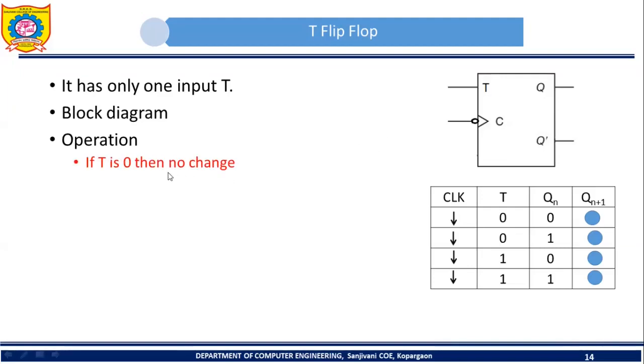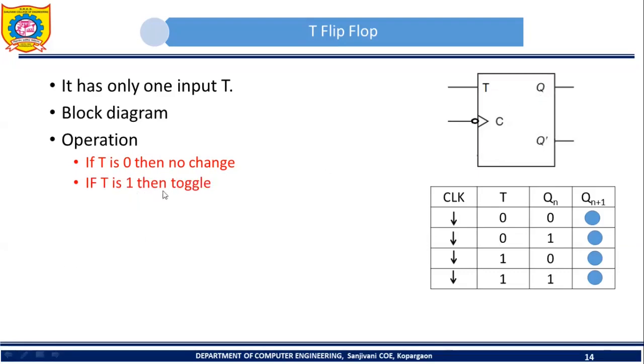So if T is 0 then there is no change. In a T flip-flop, if this T is 0 then there will not be any change in the output. What does it indicate? It indicates that if the present state of the T flip-flop is 0 it will remain 0 only. If the present state is 1 it will remain 1 only. So the state of the flip-flop is not going to change whenever T is 0.